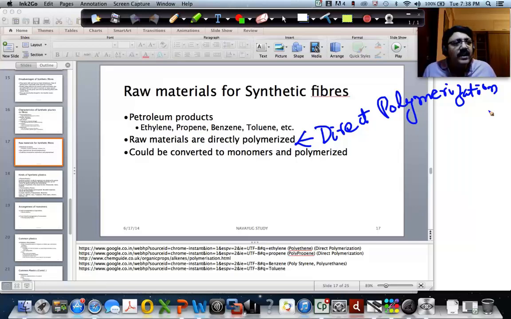So if you look at polyethene, polypropene, the two examples I showed, that is direct polymerization, where the monomers were taken and directly polymerized. Like we discussed in the first session of synthetic fibers and plastics. Another example is polychloroethene, which we saw in the first session, where I gave an example of polymerization. Again, it's direct polymerization. The monomer is directly linked together in a chain to form a polymer. That is direct polymerization, right?